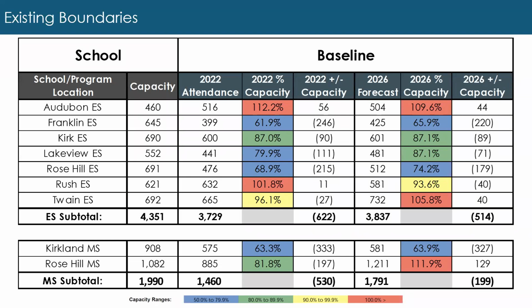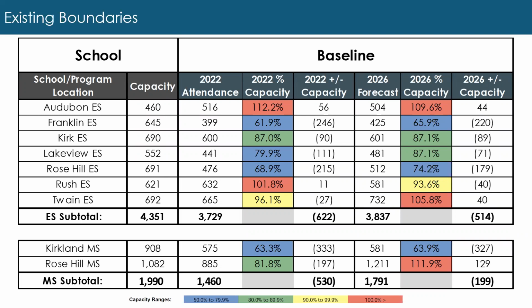As shown in this chart, student enrollment in the Lake Washington area is projected to continue to grow. Audubon, Rush, and Twain elementary schools are either over or nearing capacity. Voters passed a 2019 construction levy which provided 20 additional classrooms at Franklin Elementary School, 8, Rose Hill Elementary School, and Twain Elementary School, 4.